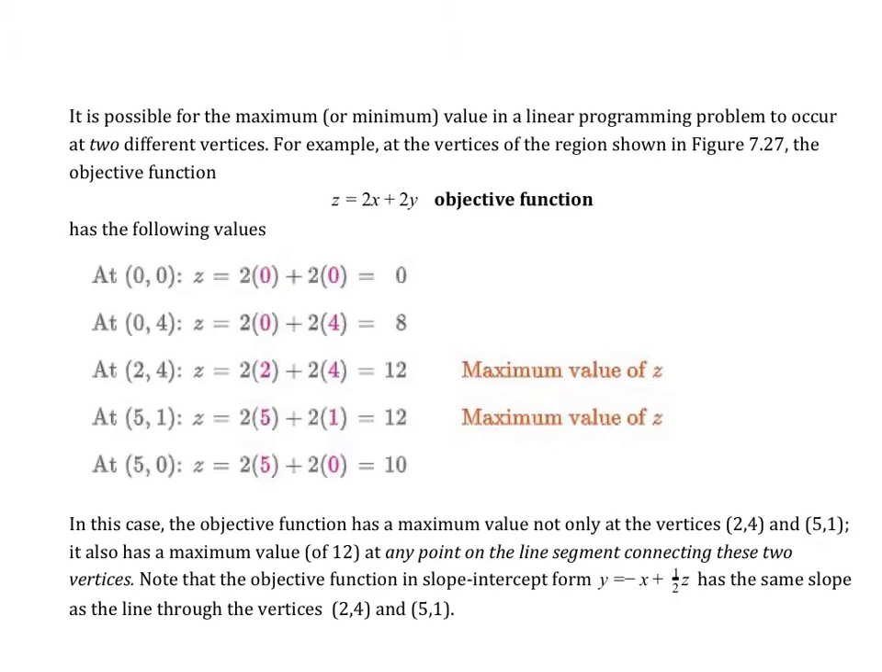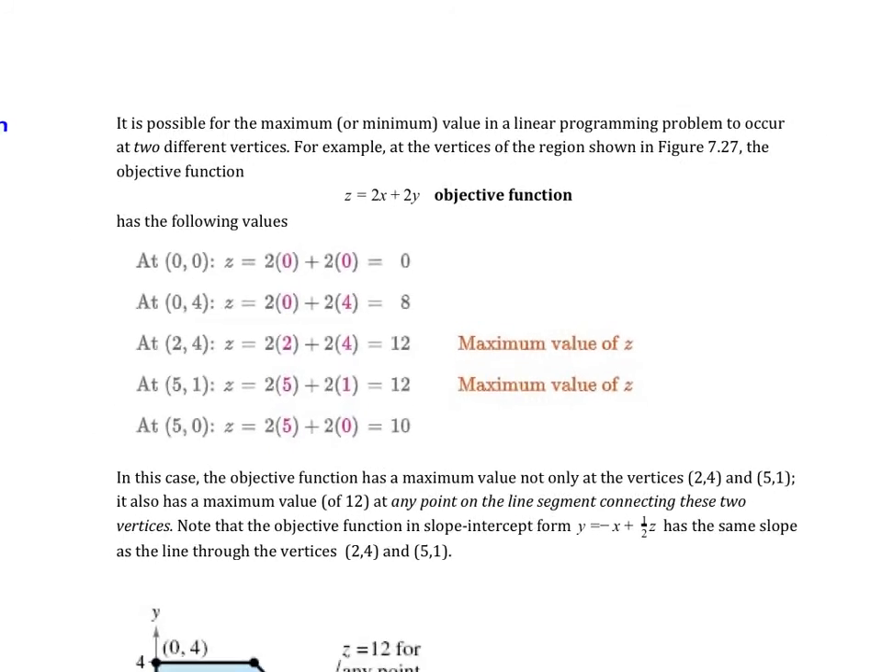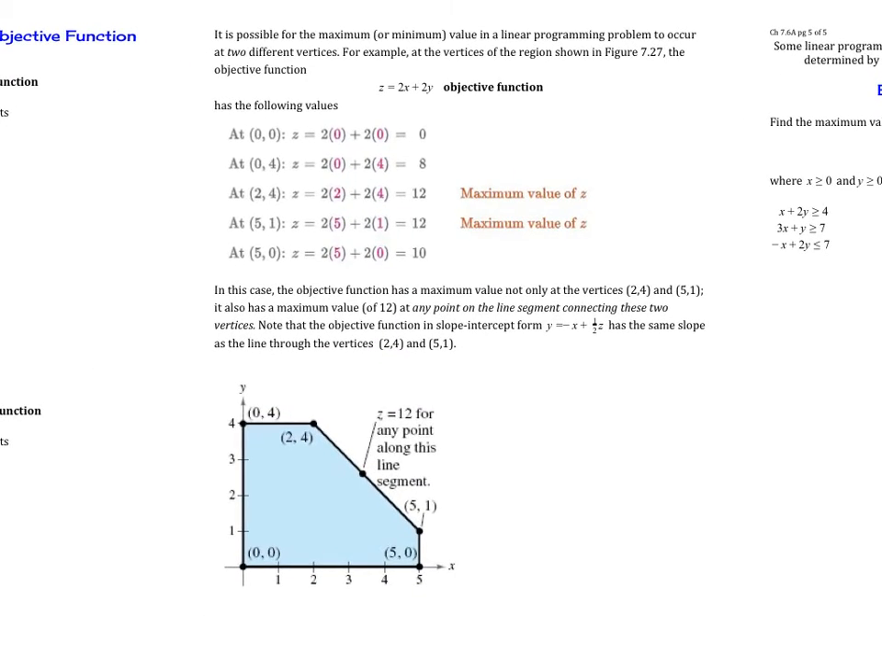So one thing I want to talk about is that it is possible for a maximum or minimum value in a linear programming problem to occur at two different vertices. For example, in the vertices of the figure shown down here, 7.27, notice that when we plug in the values, we get a maximum value of z at (2, 4) and also at (5, 1). So again, that's why it's important to plug in the values.